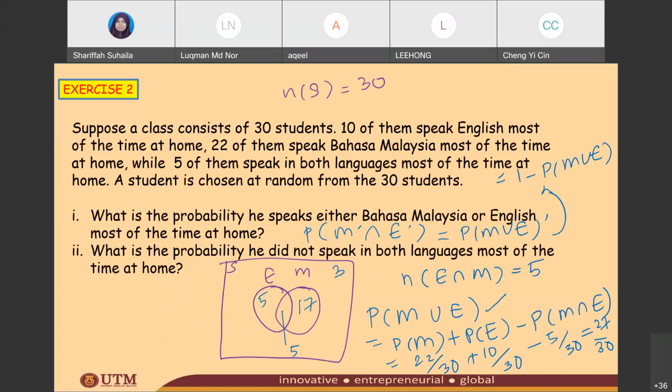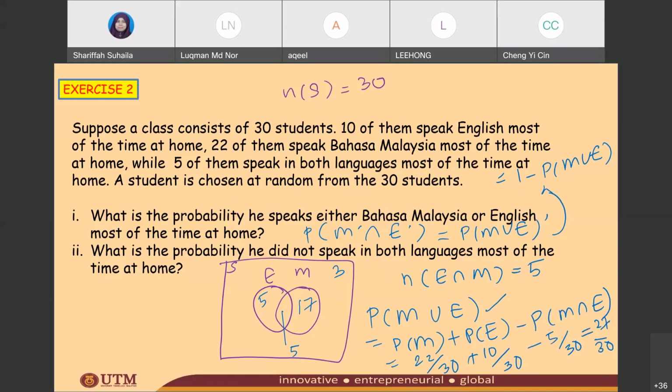Saya tak sempat nak padam lagi. Okay, katakan kita tengok je dia punya ni. Okay. So again here, suppose a class consists of 30 students. Kita ada 30 students. 10 of them speak English most of the time at home. So 20 of them speak BM, while 5 of them speak both language. So it better for you to represent it in terms of Venn diagram. Kita lukis dalam bentuk Venn diagram sebab kita nak dapatkan dia punya bilangan senang.